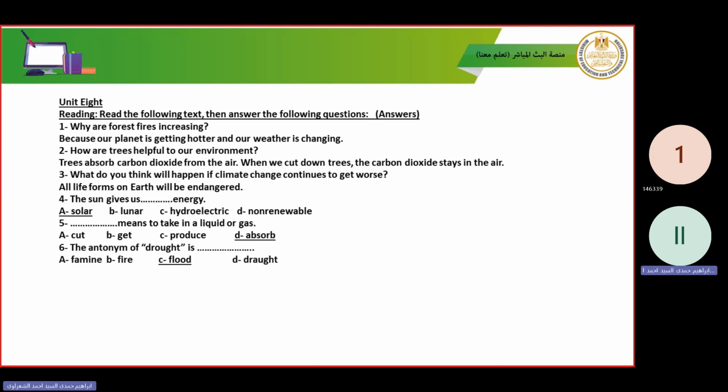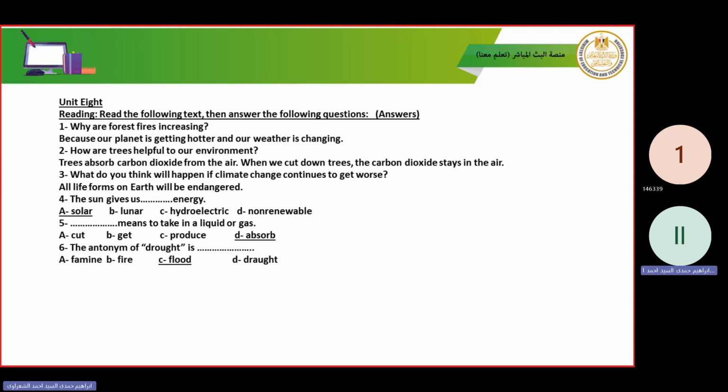Question number one. It says, why are forest fires increasing? طبعا the answer is clear, because our planet is getting hotter and our weather is changing. Number two, how are trees helpful to our environment? زي ما we have pointed out, trees دورها الأساسي they absorb carbon dioxide from the air. When we cut down the trees, the carbon dioxide stays in the air. It makes the climate warm.